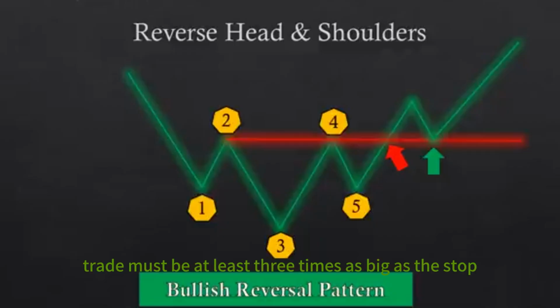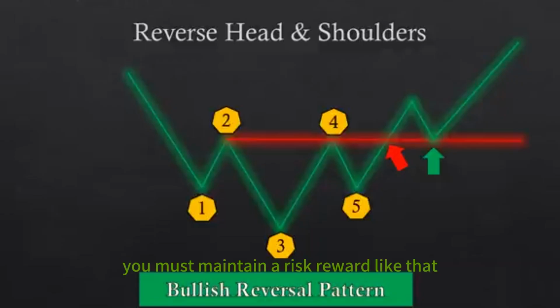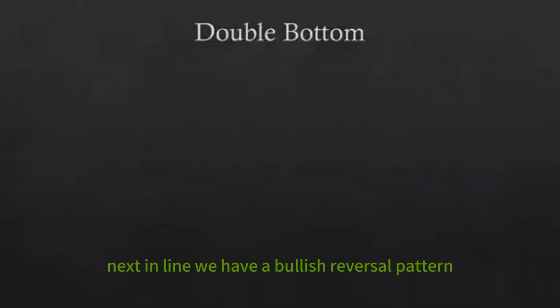The target for the trade must be at least 3 times as big as the stop. You must maintain a risk-reward like that if you want to survive trading in the long term, but that's a subject for another course. Next in line, we have a bullish reversal pattern called double bottom, and as the name suggests, it's formed by two lows that sit in the same price level.